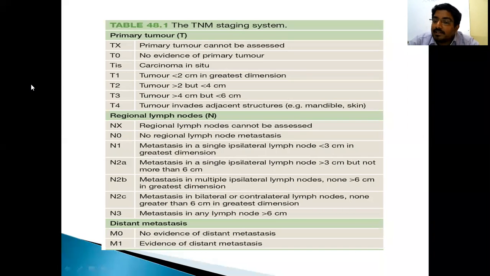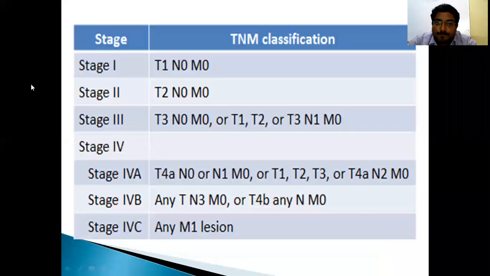And N3, metastasis in any lymph node more than 6 centimeters. M0 is no metastasis, M1 is evidence of distant metastasis. See, these are the stages. What is stage 1? T1, N0, M0. What is T1? The tumor size is less than 2 centimeters.